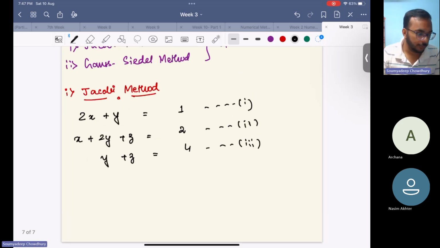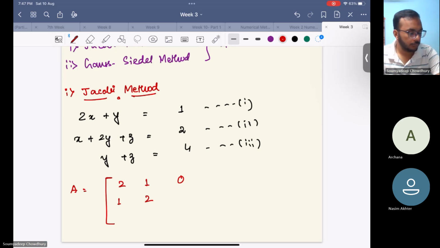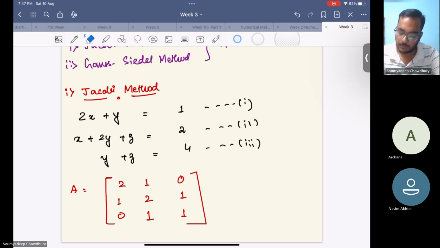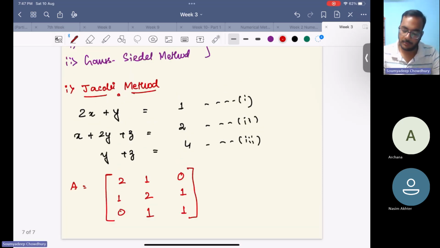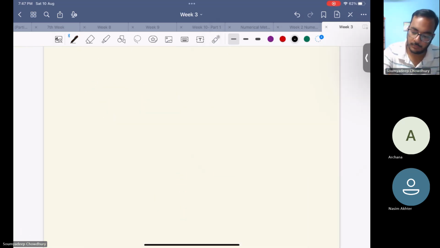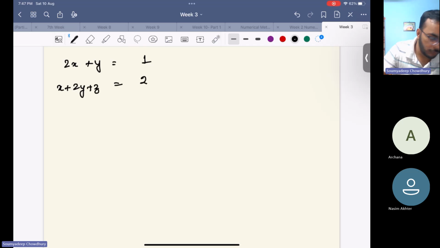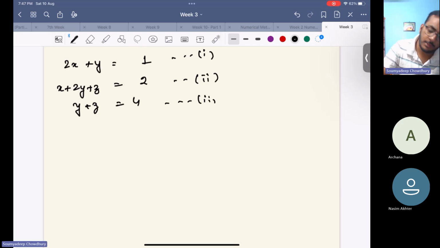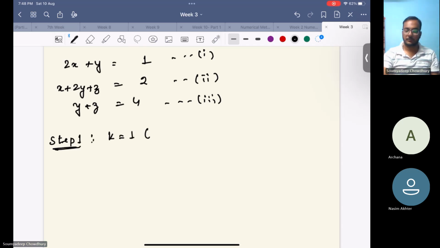First, we have to form the A matrix. A matrix is 2, 1, 0, 1, 2, 1, 0, 1, 1. Okay, this is my A matrix. Then just copy down these equations again. First one is 2x plus y equals 1. Then x plus 2y plus z equals 2. And y plus z equals 4. First, second, third. So here, first step, first iteration. Iteration number 1.